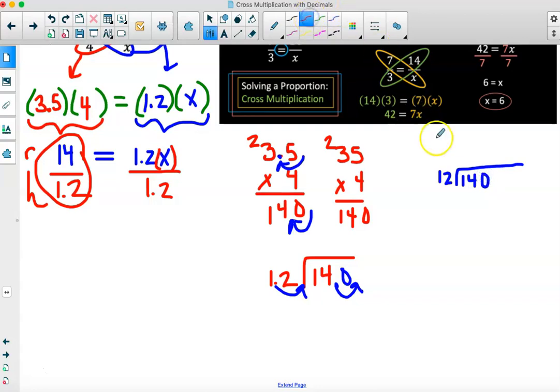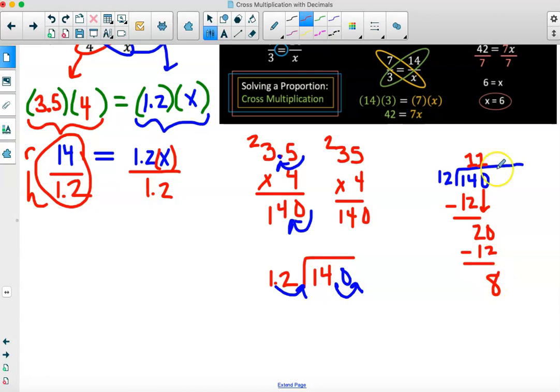Now I ask myself, how many times does 12 go into 14? And that would be 1 time. 12 times 1 is 12. And 14 minus 12 is 2. I cannot ask the question until I bring down a number. 12 goes into 20 1 time. 12 times 1 is 12. 20 minus 12 is 8.